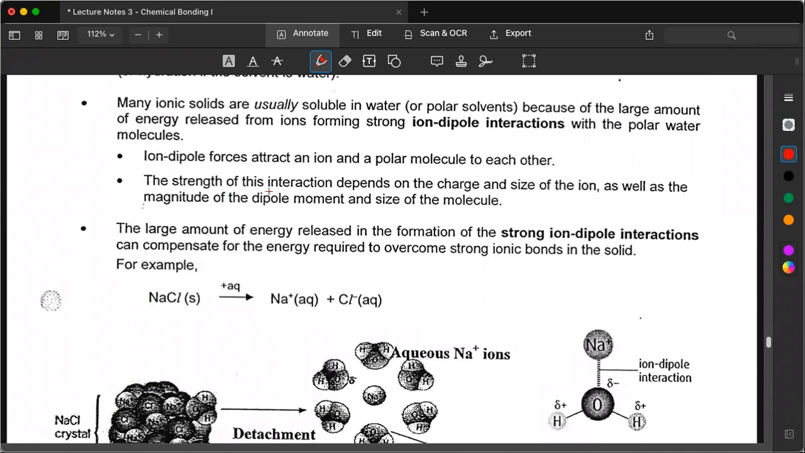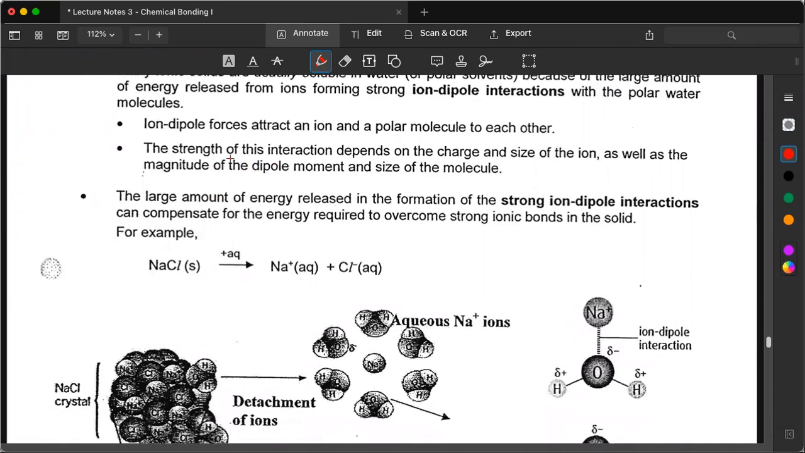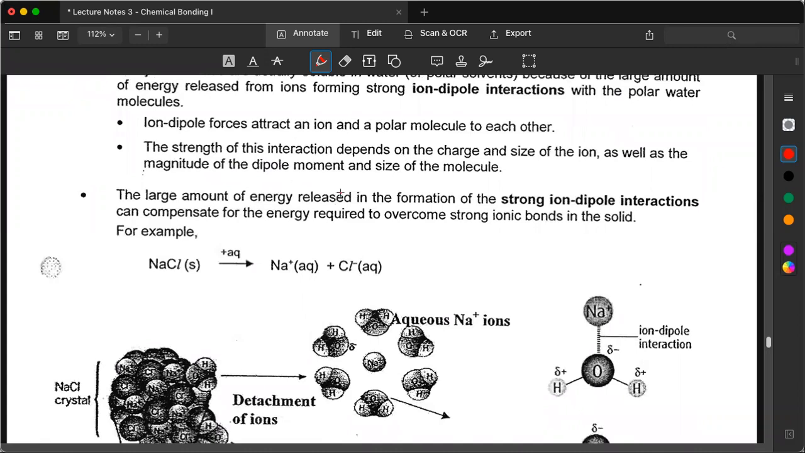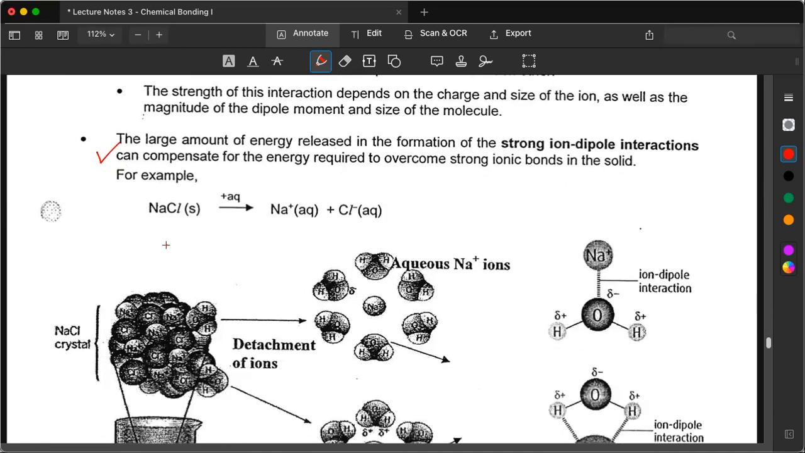The strength of interaction depends on the charge and size of the ion, as well as the magnitude of the dipole moment and the size of the molecule. So the large amount of energy released in the formation of strong ion-dipole interaction is able to compensate for the energy to overcome the ionic bond in a solid. If you want to dissolve a substance, you have to make sure that there is energy to break the ionic bond. There's energy required to break the hydrogen bond, both of it.